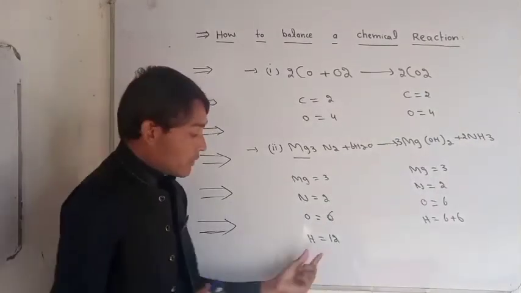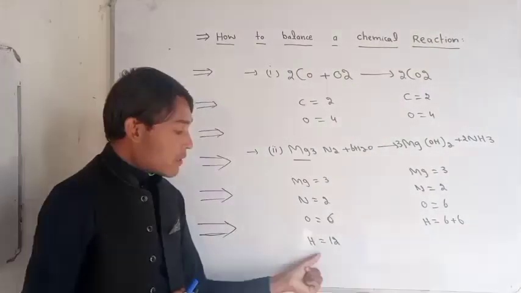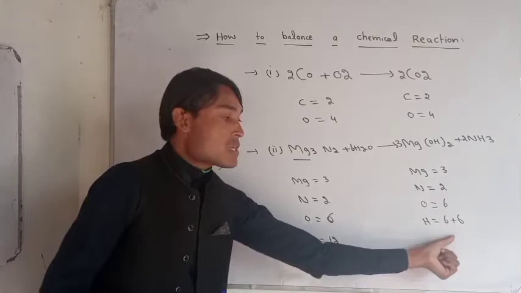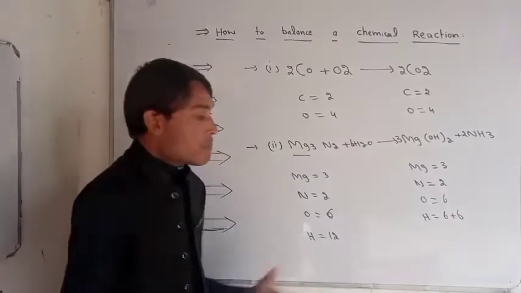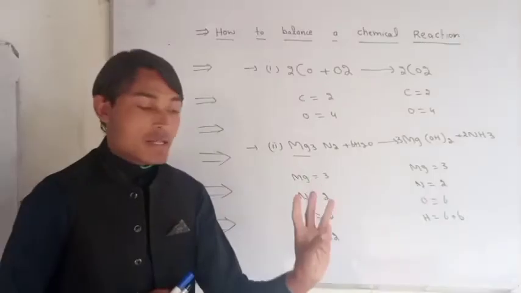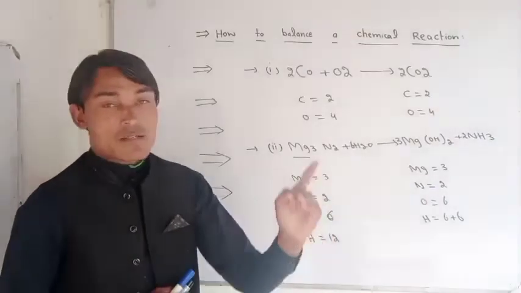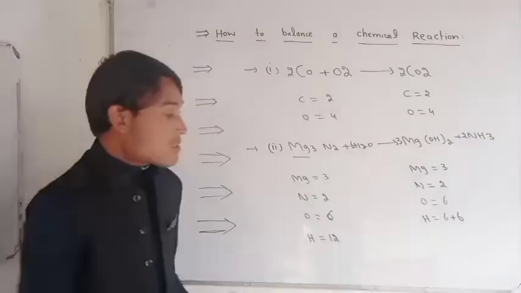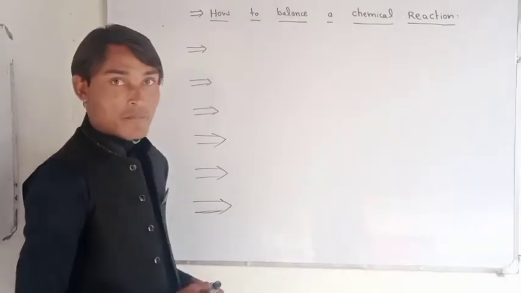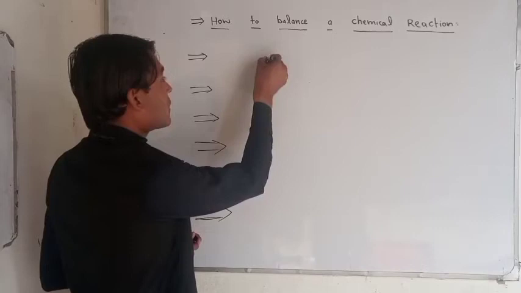Now if we talk about hydrogen, the number of hydrogen is 12, and here we have 6 plus 6, which is basically 12. So first I balance metals, then non-metals, then oxygen, and then hydrogen. Now let's talk about reaction number 3.